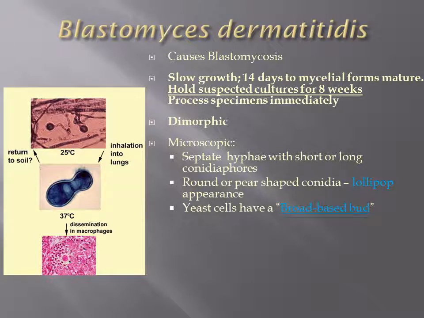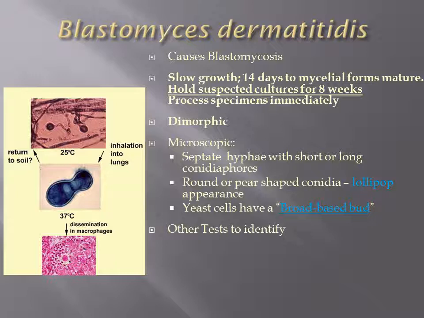The other thing it's important to associate with Blastomyces dermatitidis is broad-based bud, BBB. Here is the yeast form. Obviously, it's budding. And see this area between mother cell and daughter cell is broad or wide. So that's an important distinguishing feature for Blastomyces.